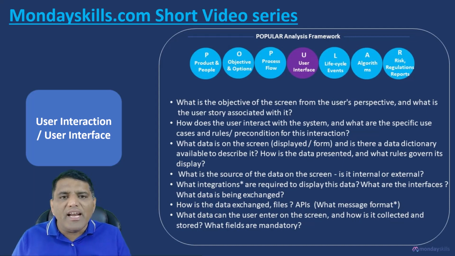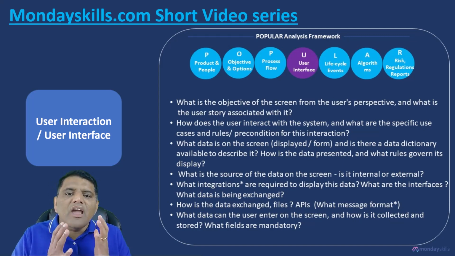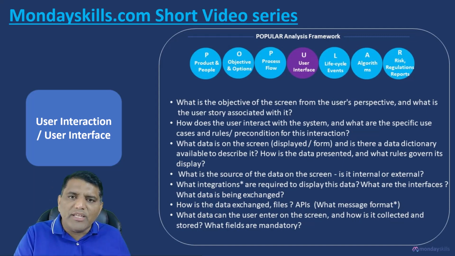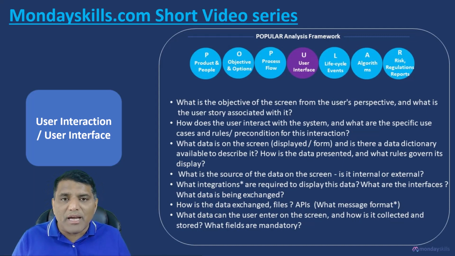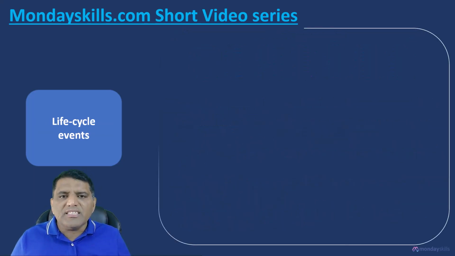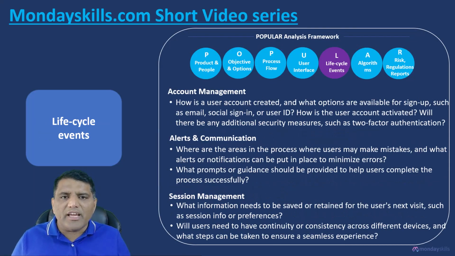So you need to analyze all of these things: where the data is coming from, what the data on the screen is, where the data is going. If you're inputting something, what are the next steps, or how does the process flow, what are the next screens coming up? You need to analyze all of those things when you are doing your functional analysis. The next letter in the POPULAR acronym is L, which stands for life cycle event.